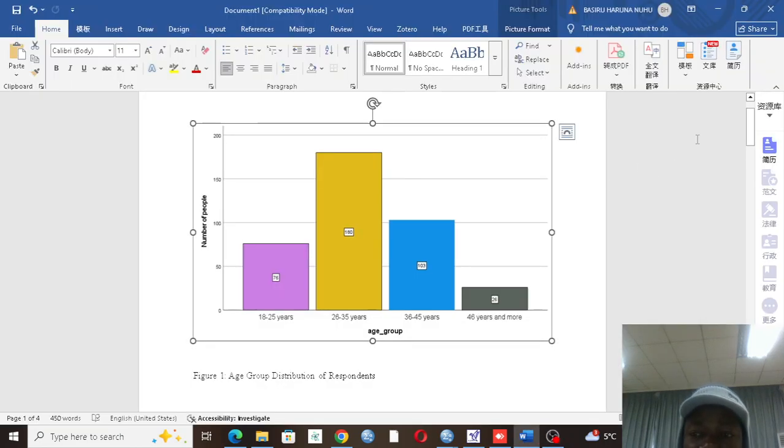So let's continue from where we ended in the SPSS analysis. Now we have our output here. This was the same output we generated from SPSS. We now have them all in Word. So here we want to learn how to report them.